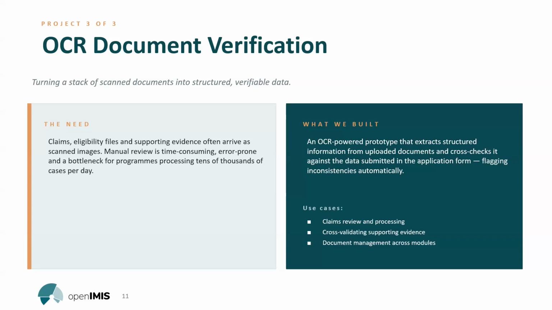So what was built is an OCR-powered prototype that extracts the structured information from the uploaded document and cross-checks with the data submitted in the application form, and basically flags inconsistencies automatically. The use case, as we said, is claim review and processing, cross-validation for supporting evidence, and document management across different modules.